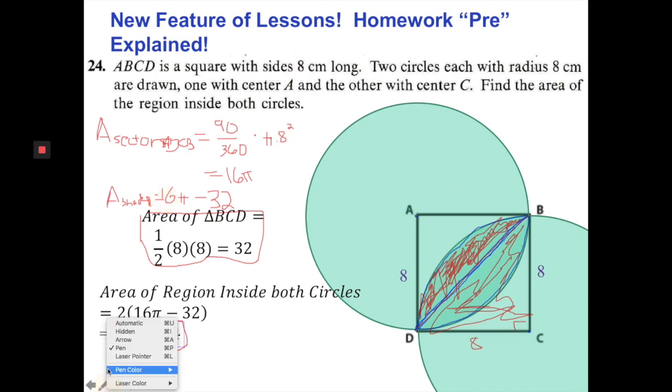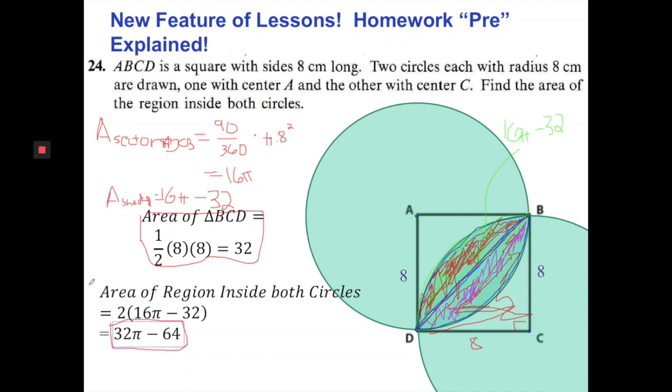So up here, and I'll do this in one final pen color, I might do it in green. Again, the top of the lips here would just be 16 pi minus 32. But that represents only half of what's in both circles, because also down here you'd have to repeat this process to get the bottom of the lips. So the part that's bounded between arc DB, which would be the arc of this circle, would also be DB here. To solve for that, you'd have to follow the identical process.